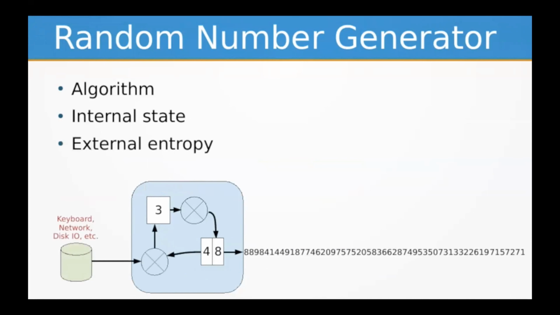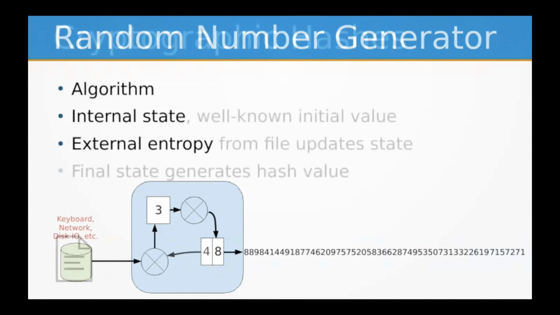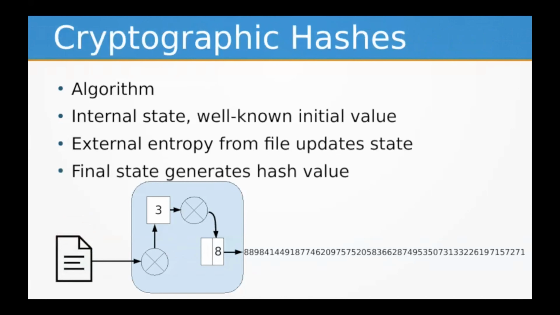More complicated random number generators watch for input that is unrelated to the internal state. This could be things like keyboard timings, when packets arrive over the network, or disk I/O transfer rates. Each time this external data, or entropy, is received, it updates the internal state. This way, someone who knows the algorithm cannot predict the next random value, even if they have lots of previous values.